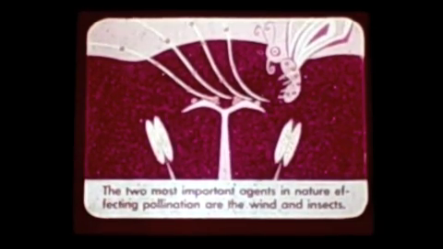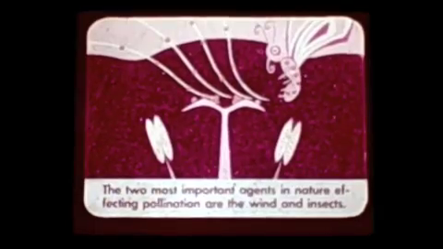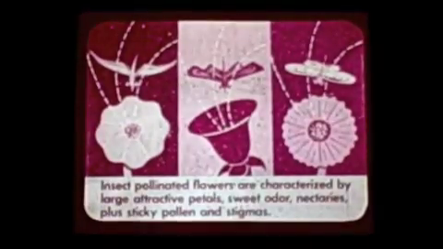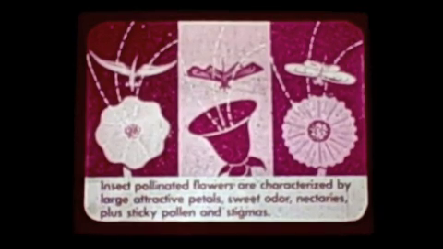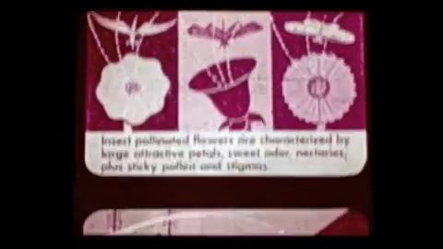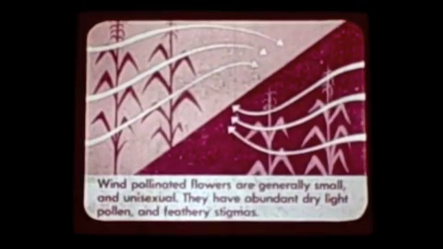The two most important agents in nature affecting pollination are wind and insects. Insect-pollinated flowers are characterized by large attractive petals, sweet odors, nectars, plus sticky pollen and stigmas. Wind-pollinated flowers are generally small and unisexual. They have an abundant dry light pollen and feathery stigmas.